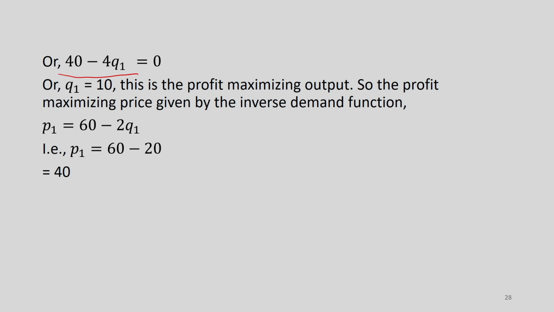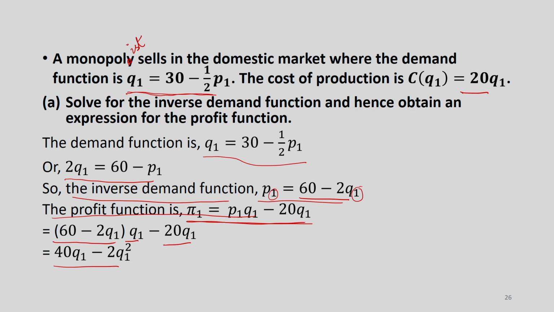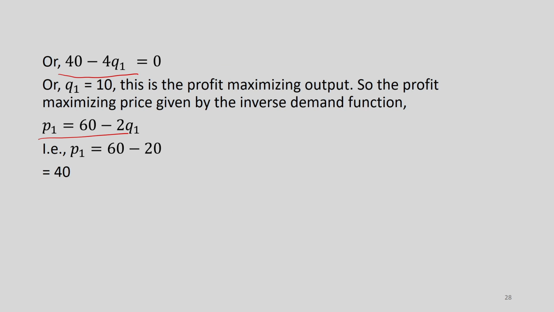So, the profit maximizing price is given by the inverse demand function, which was P1 is equal to 60 minus 2 Q1, right. Here I put Q1 is equal to 10, right. So, I will get 60 minus 20. So, the optimal price is 40. So, this is the answer, the optimal quantity is 10, optimal price is 40.